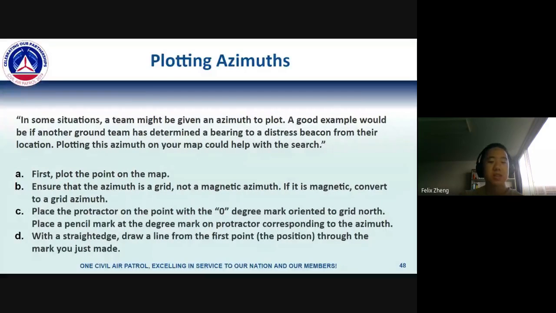You want to place the protractor on the point with the 0 degree mark oriented to grid north. Place a pencil mark at that degree mark on the protractor corresponding to the azimuth, and with a straight edge, you want to draw the line from the first point through the mark you just made. All right, I get that that is very confusing.